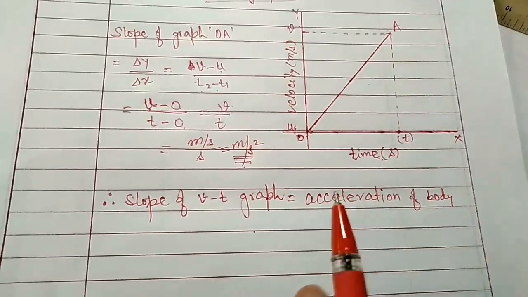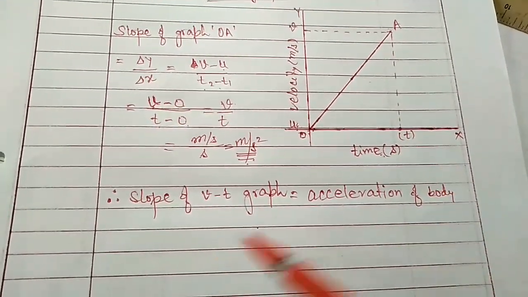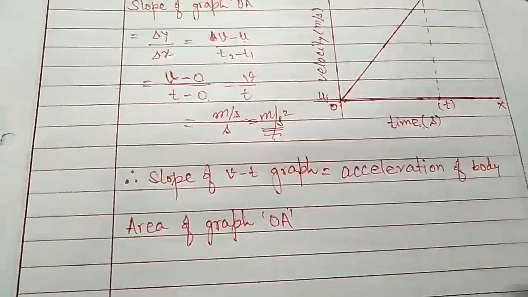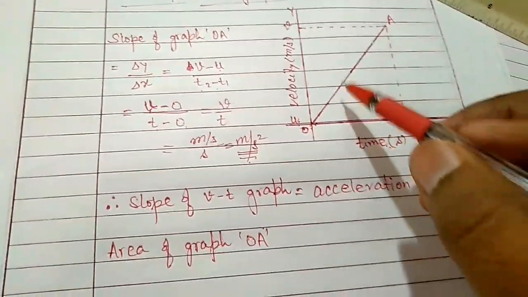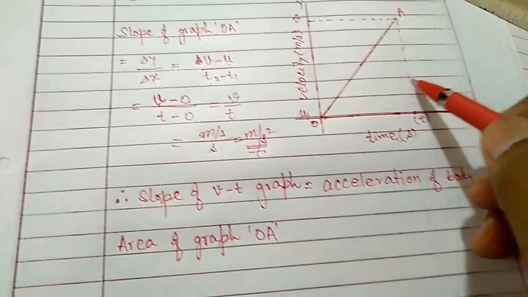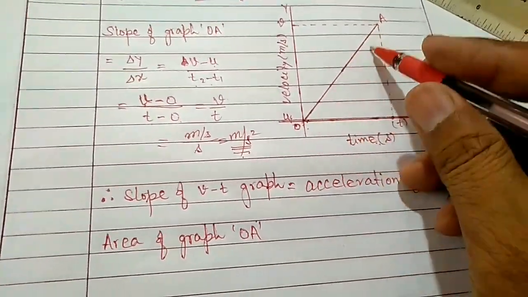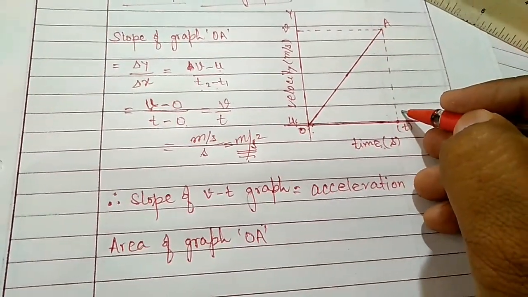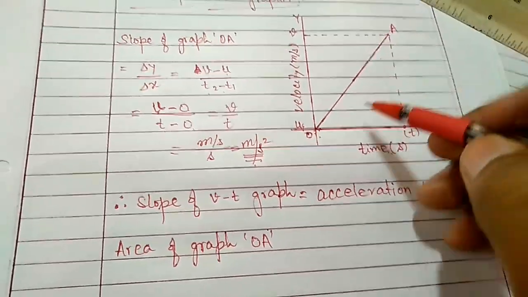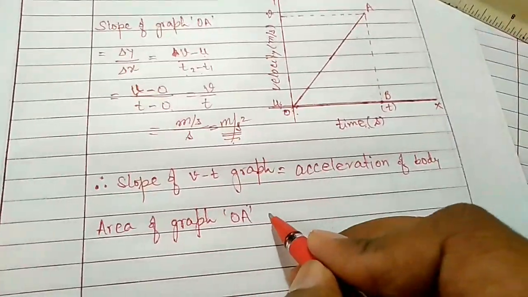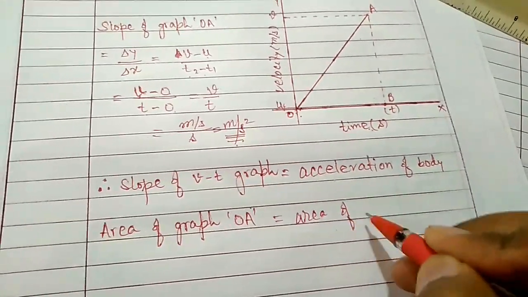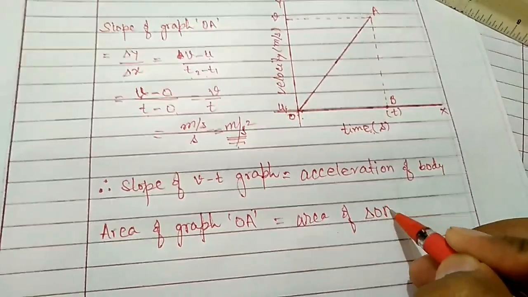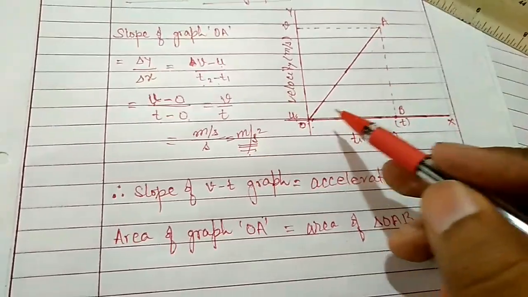Next, what will we calculate? The area of the graph. Let's see. See here, area of graph OA, this one. It is forming a triangle. So what do we have to put? For OA, there is no point, so let this point be capital B. So area of graph OA means area of triangle OAB.